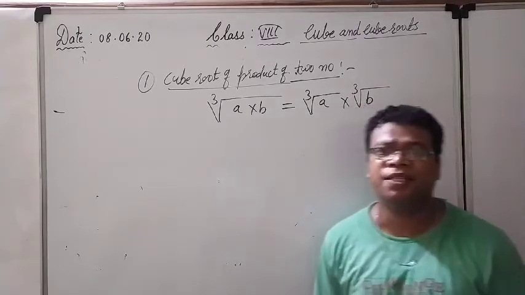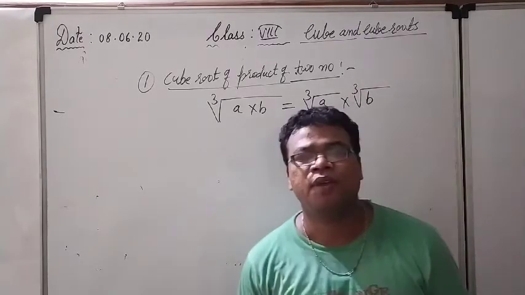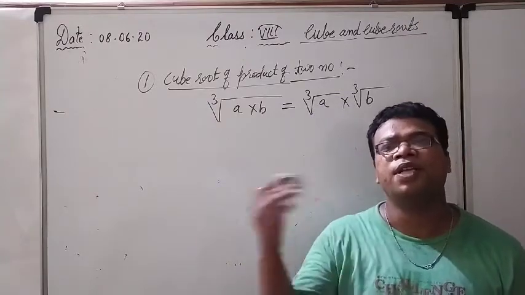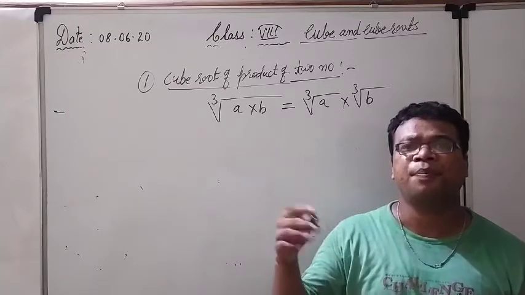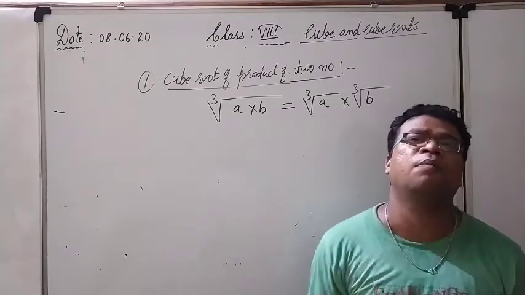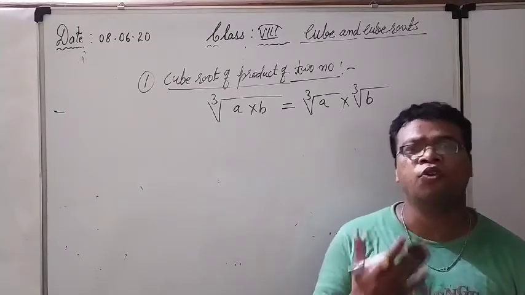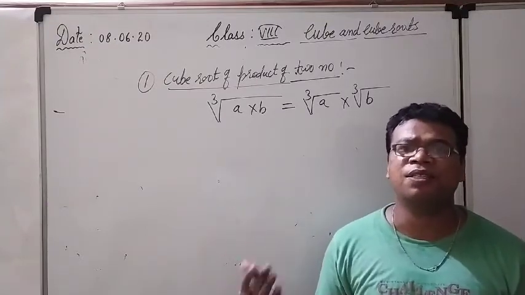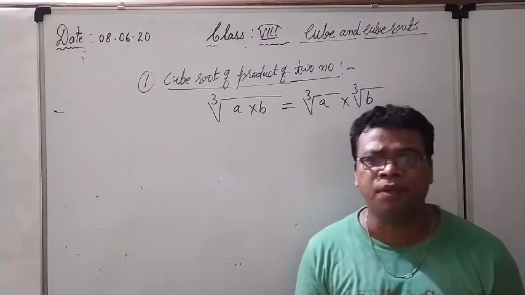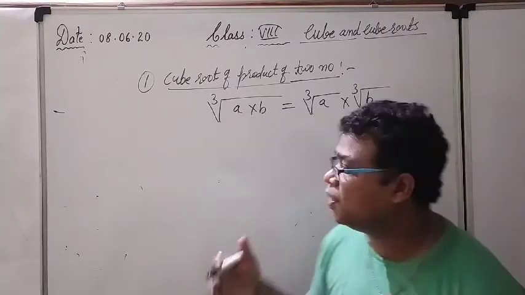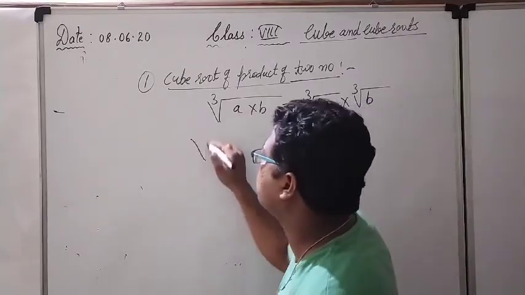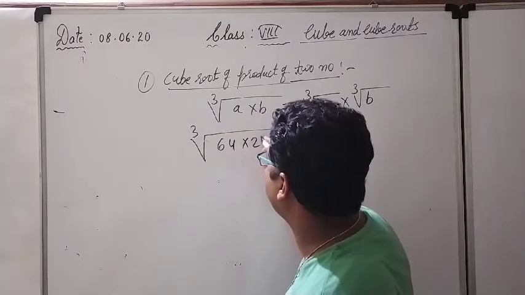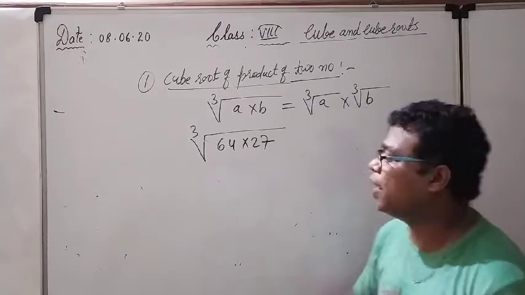What does it say? It says that if we have to find out the cube root of the product of two numbers, it is directly equal to the separate cube root of each particular number. Means we have to find out the cube root of a and after that the cube root of b, and whatever answers come, we have to multiply them. Actually we can see it with the help of examples also. For example, this is the question: 64 into 27. We have to find out this.